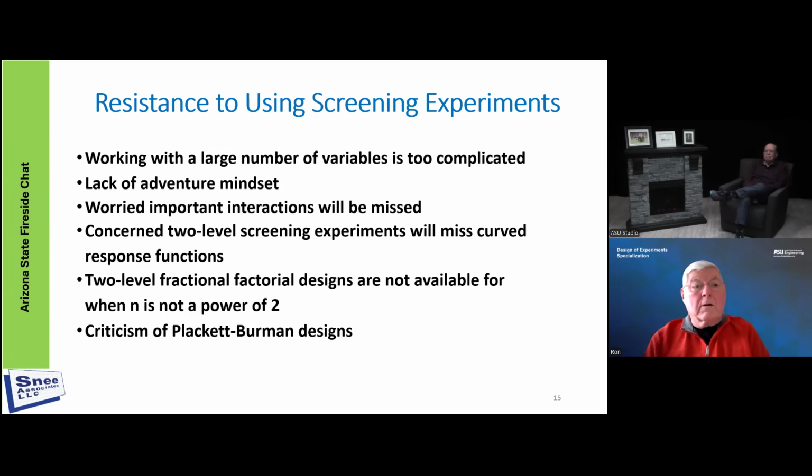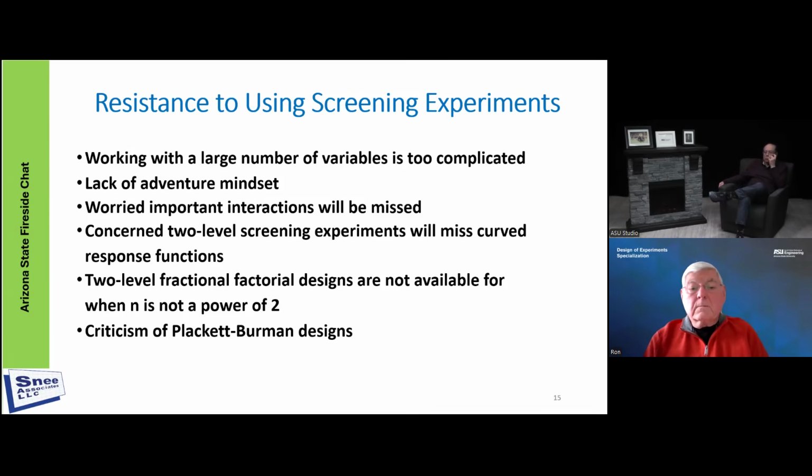I think this other one is a lack of an adventurous mindset, being too conservative. And so using screening enables you to be more adventurous. There's a concern that important interactions will be missed, and I think that's a little bit overblown. We'll talk some more about that a little later. Also, they're worried not only about the interaction, but that there'll be curved response surfaces, and that'll be a problem, typically when you're using two-level screening experiments.